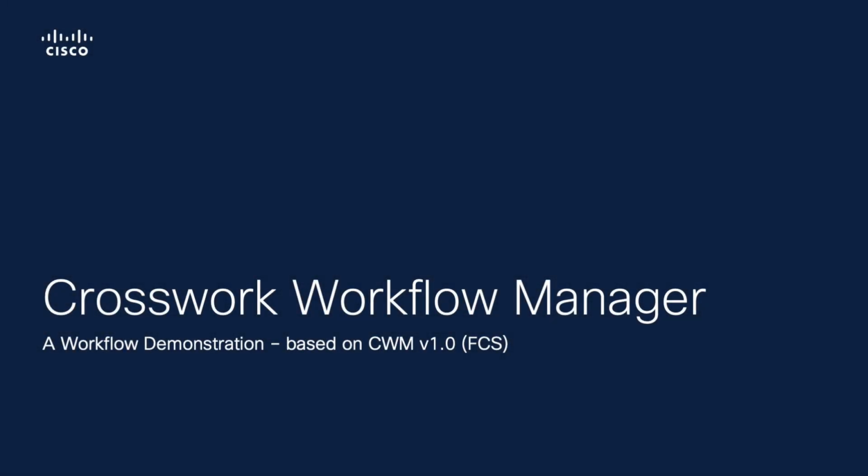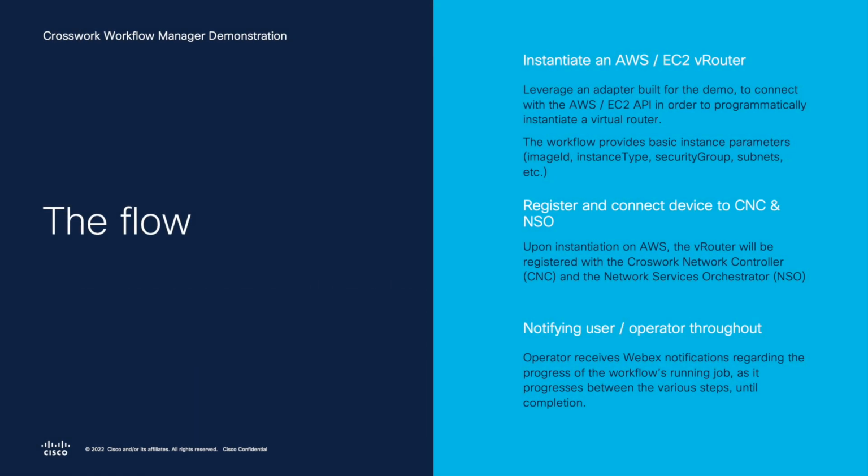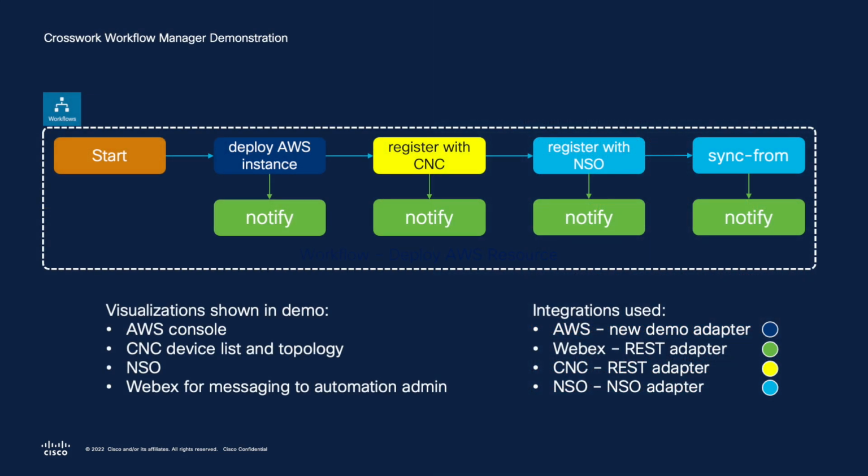Welcome to this demonstration video of the Crosswork Workflow Manager version 1.0. In this video you will see the execution of a workflow that will initially instantiate a virtual router on Amazon's EC2 platform. It will then register the instantiated router with the Crosswork Network Controller and the Network Services Orchestrator systems, and finally it will initiate a connection with the vRouter and then pull its configuration into NSO. In other words, it will perform a sync-from.